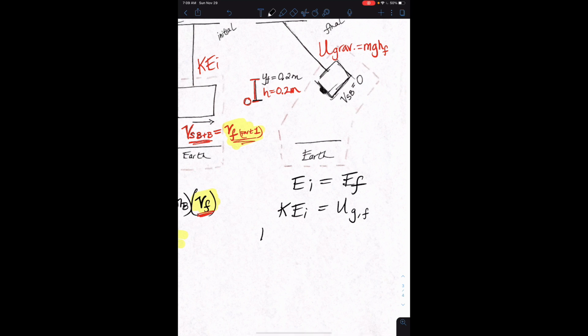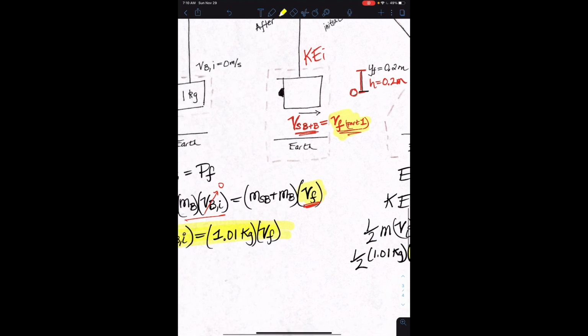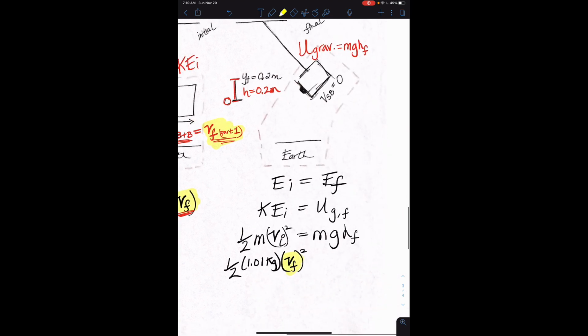Kinetic energy initial is equal to 1/2 m. Instead of VI, I'll call it VI right now, but I'm going to put a VF there, and hopefully that makes sense why. All right, and here I'm going to go mgHF. So this will be 1/2 the mass, which is that 1.01, because it's both things combined, times VI, but I'm going to call this VF, and this is squared, because this is the same VF from here. Okay.